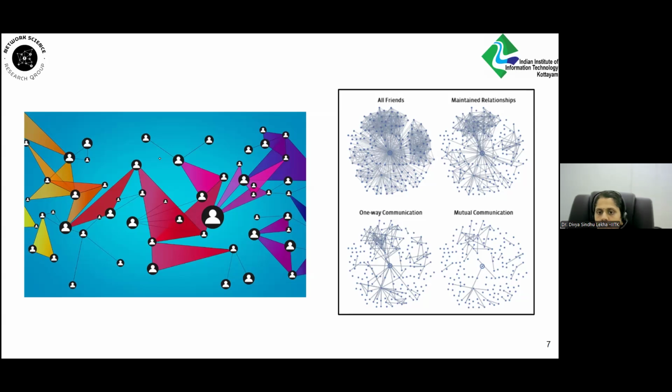The first network is given as the all friends network. Consider a group of people in a class, and we are considering who is a friend with whom. A friendship relationship can be of any depth. They may be very close friends or mere acquaintances, any kind of friendship we are considering. So there are a large number of connections. Irrespective of the depth of friendship, we are just assessing the friendship relationship, and we get a dense network.